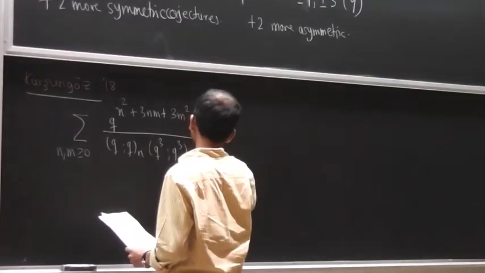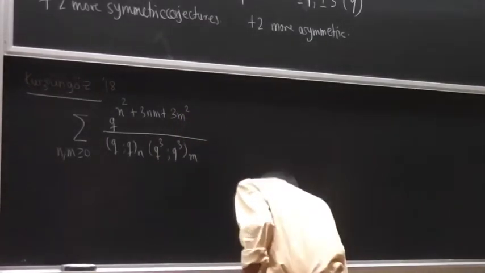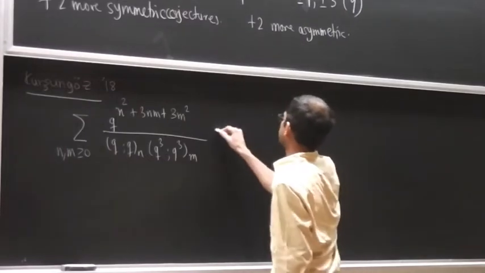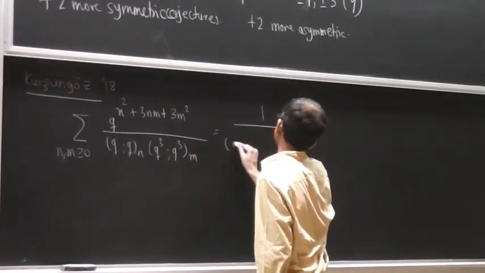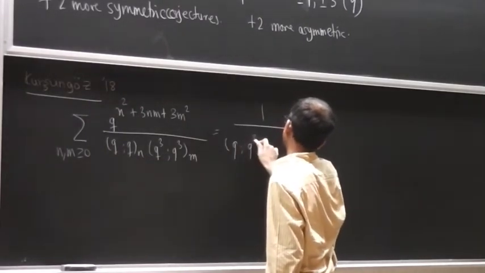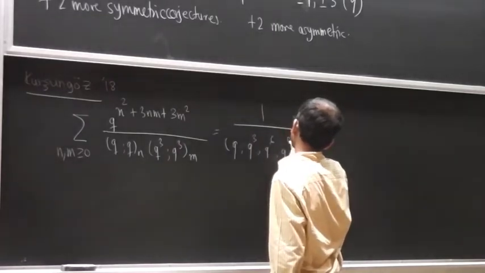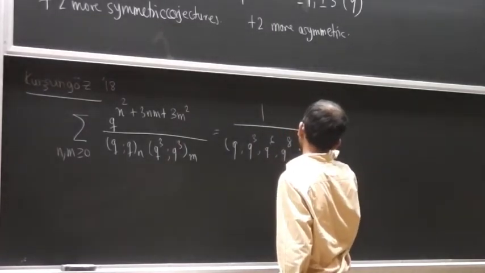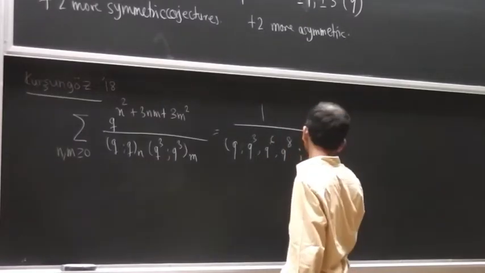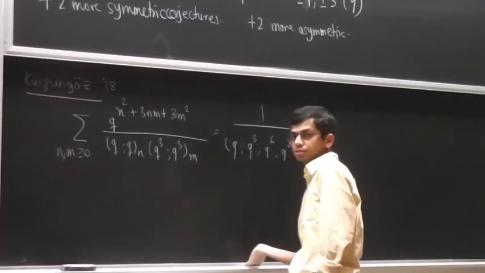Okay, so I'll introduce these symbols. I have not told you what they are. And of course the product side is easy. It is q, q cube, q to the 6, q to the 8, and period is q to the 9, infinity. Okay, so I'll tell you what these things mean.